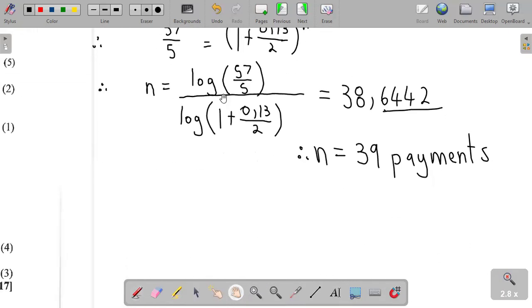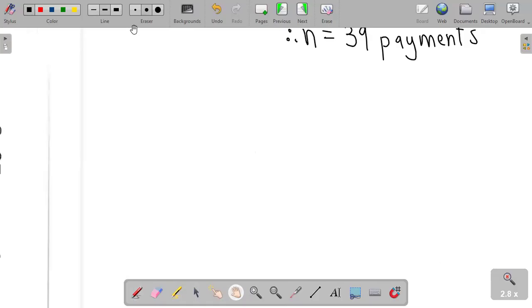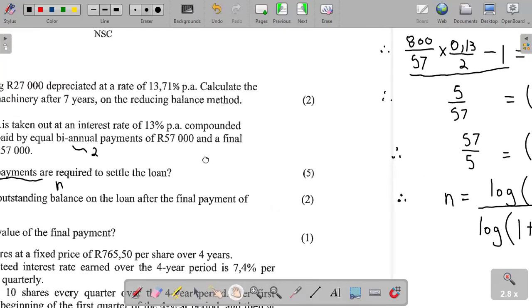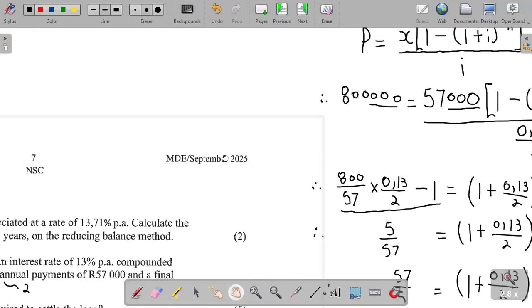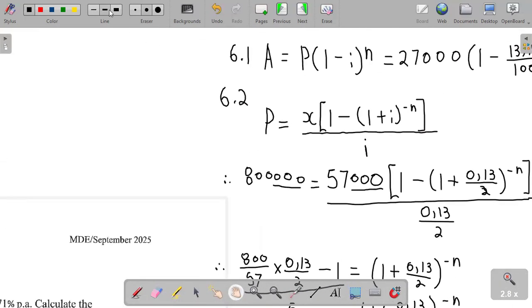This was 6.2. Okay, let's move on to 6. Okay, this was 6.2.1. So we have to go to 6.2.2.